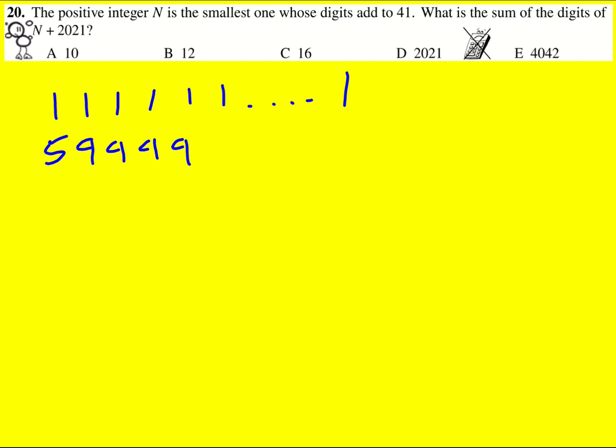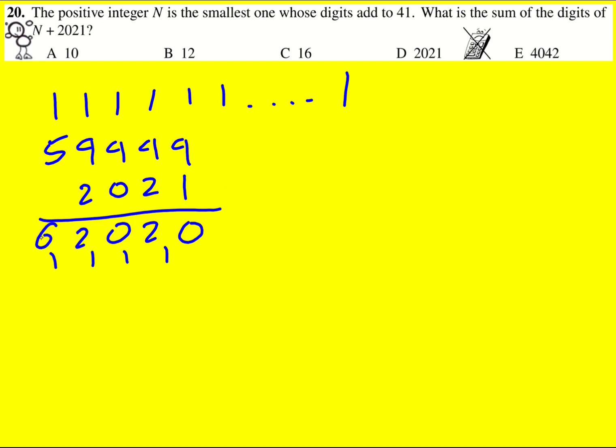So what is the sum of the digits of n plus 2021? I just need to add it. Six, two, zero, two, zero, and the digits add to 10.